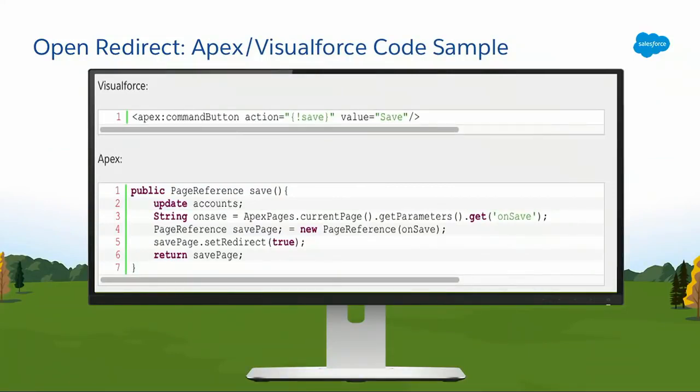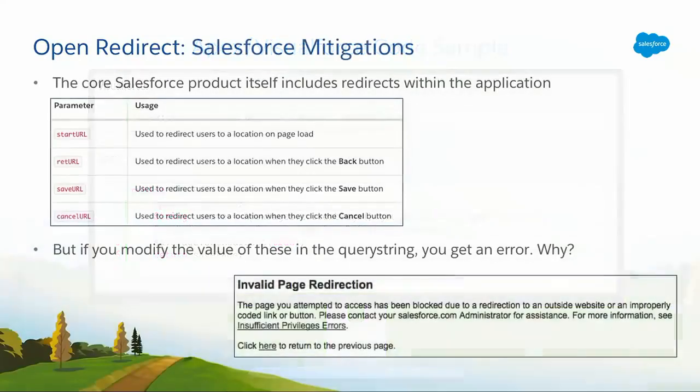So here's a code example that shows sort of the same thing. We've got a redirect, and we're basically catching this on save value, and we're doing save page.setRedirect. And when we set up the page reference with the on save value, which we're pulling from the Apex current page parameters, when this happens and we return, it's all going to take place, right? Right inside the Apex, the redirect is going to take place, and the vulnerability is going to be exploited.